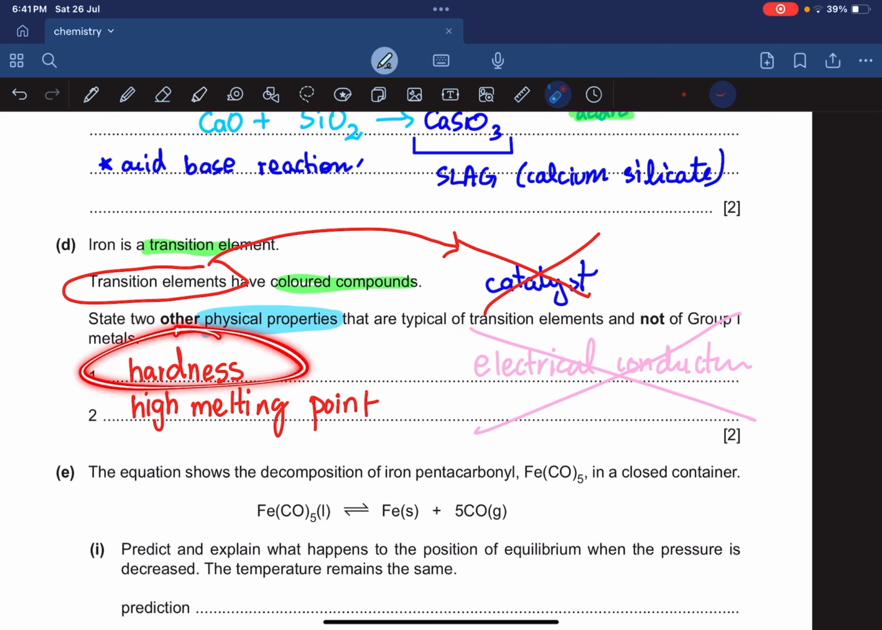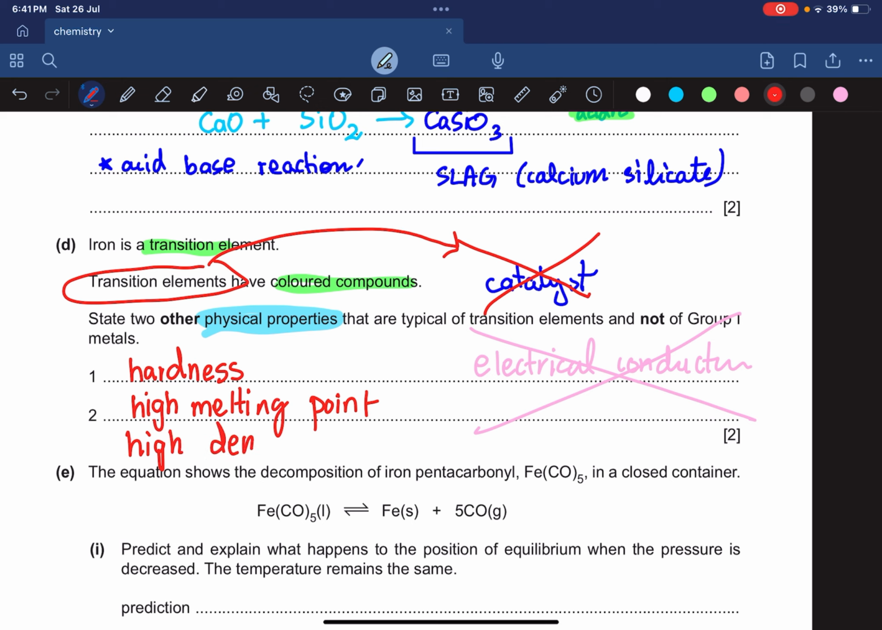Hardness is not in group 1. Group 1 elements are soft. High melting point is not in group 1 because they are typically soft, they have low density, and they're low melting and boiling points. You can also write high density because they have low density. Okay, so you have to maintain your focus on physical properties.